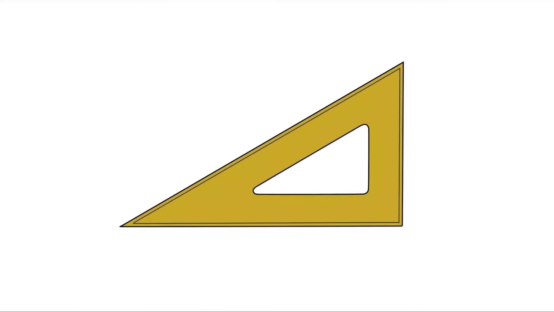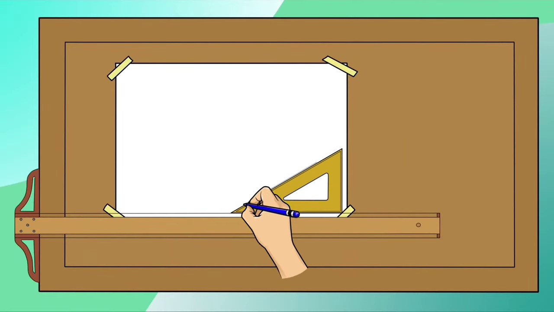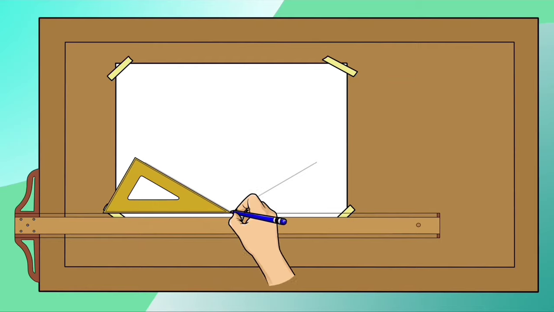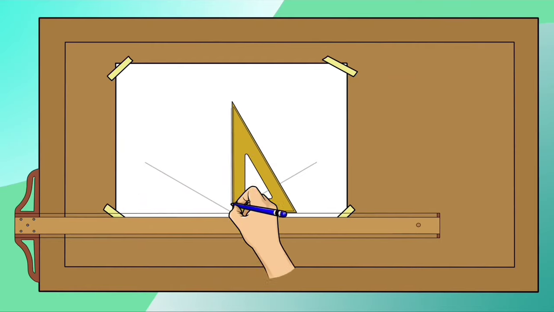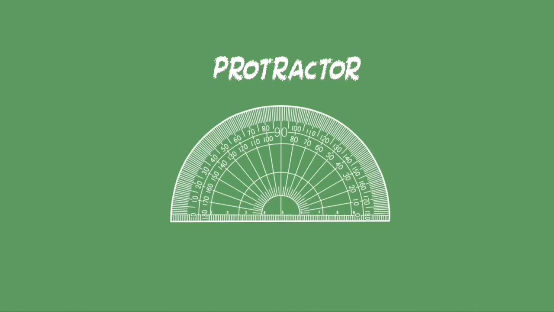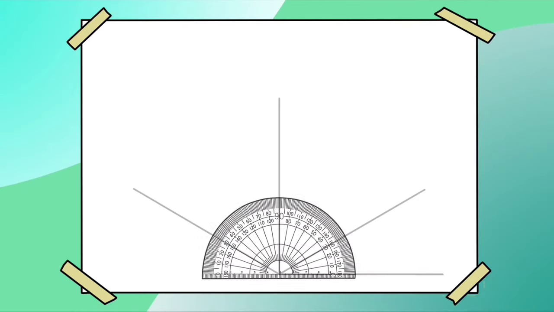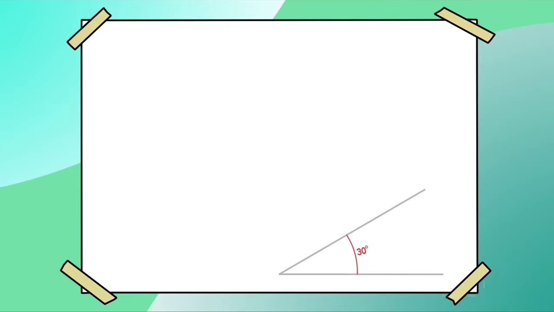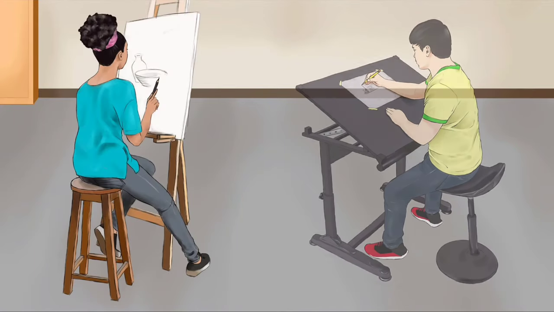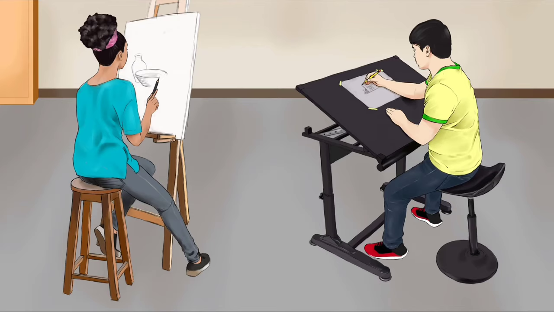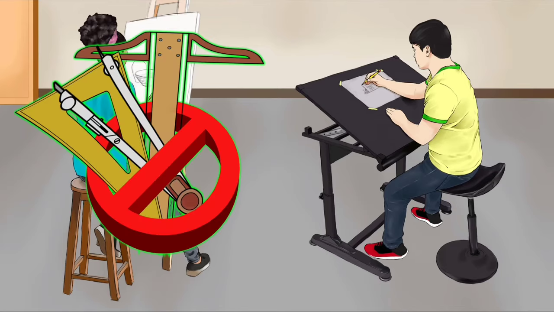Triangle. Triangle with a combination of T-square is used as a guide in drawing diagonal and vertical lines. Protractor. Protractor is used as a guide to draw or measure angles. Freehand sketching and drafting are the same in terms of tools and materials, except that freehand sketching doesn't use straight edges and compass.